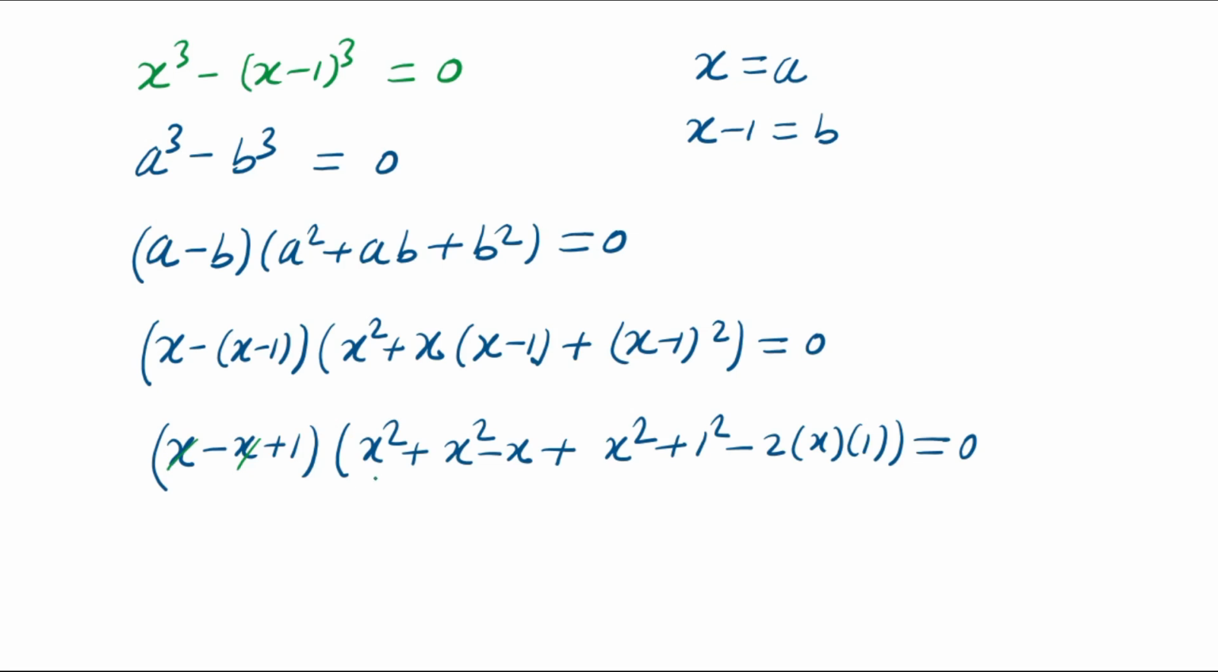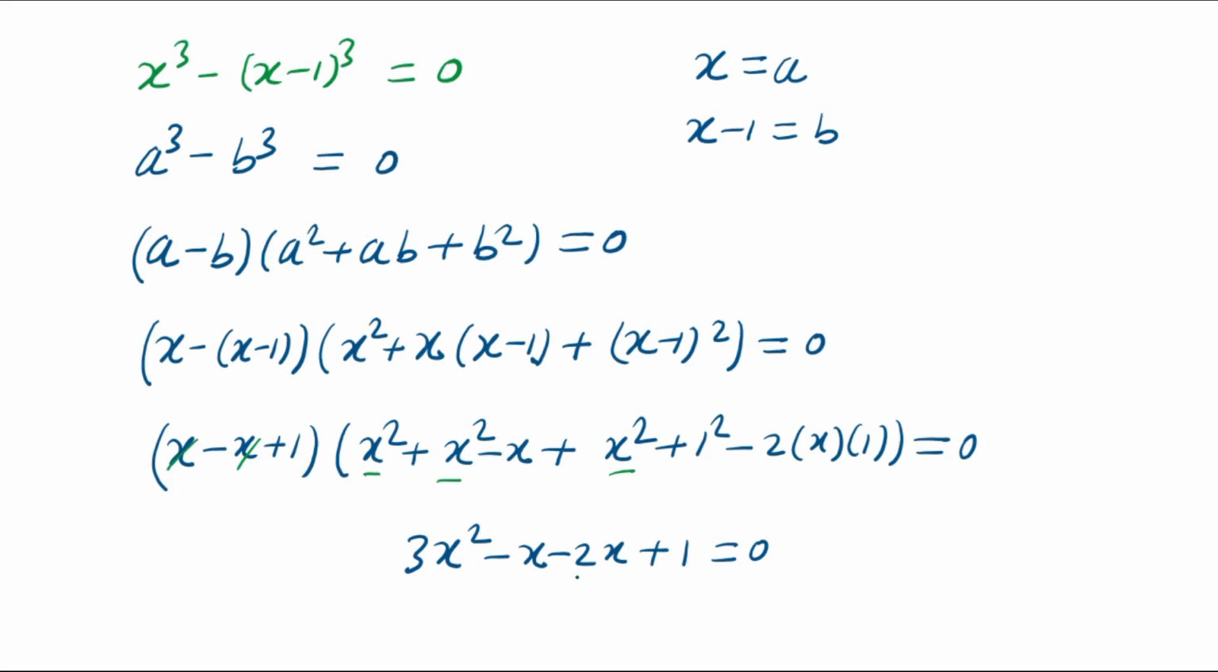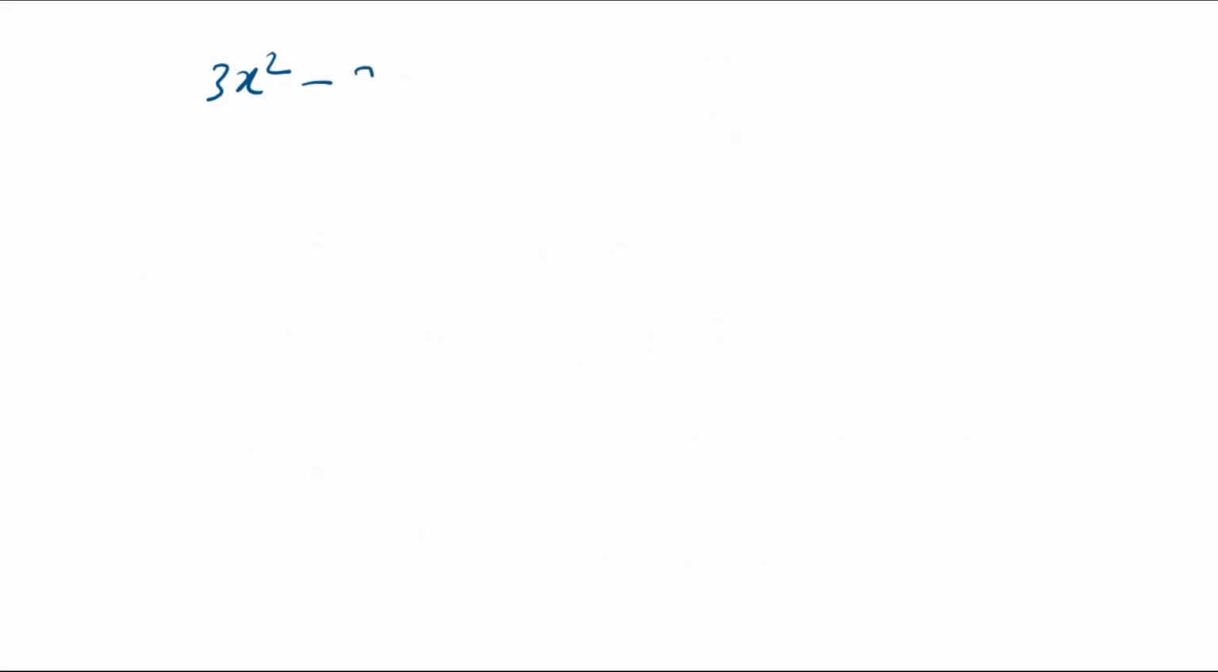Now look carefully, if we add like terms, this is 3 times x square minus x minus 2 times x plus 1, and this is equal to 0. Now 3x square minus x minus 2x is minus 3x plus 1 equals 0. Look carefully, this quadratic equation is not factorizable. Here we will apply the quadratic formula.